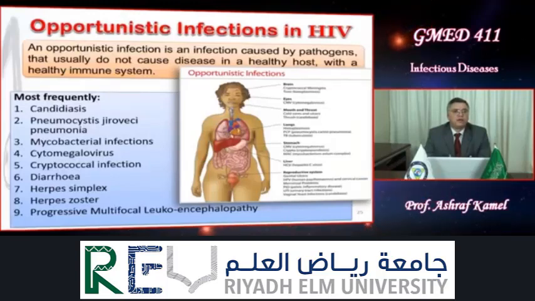The opportunistic infections in HIV, the most frequent are candidiasis or moniliasis, Pneumocystis jirovecii pneumonia, mycobacterial infections, cytomegalovirus infection, cryptococcal infection, diarrhea, herpes simplex, herpes zoster, and progressive multifocal leukoencephalopathy.